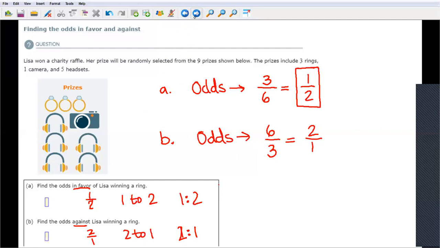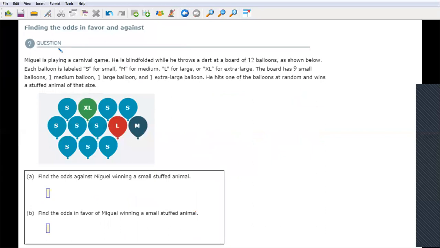So the last one for you here today, finding the odds in favor of and against Miguel here at the carnival. It says he's blindfolded while he throws a dart at a board of 12 balloons. As shown below, each balloon is labeled S for small, M for medium, L for large, or XL for extra large. The board has 9 small balloons, 1 medium balloon, 1 large balloon, and 1 extra large balloon. He hits one of the balloons at random and wins a stuffed animal of that size.